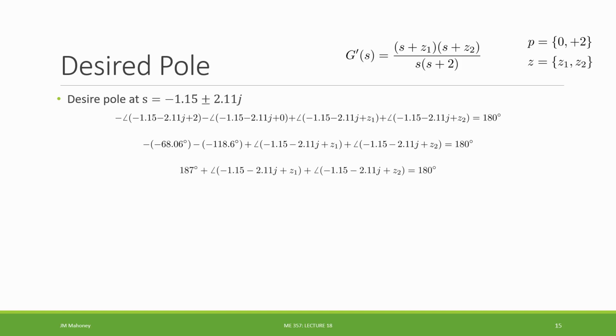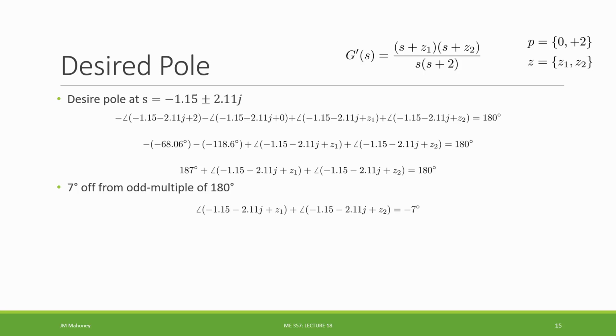So cleaning this up a little bit, I can get 187 degrees on the left-hand side, and then my unknown terms. So what this tells me is if I move that 187 over, that I am off by 7 degrees, or I'm 7 degrees too high on the left-hand side right now. So I have to select the z1 and z2 such that that total angle will be 180. Or I can express it this way: if I move that 187 over, the sum of these two terms must equal negative 7 degrees.